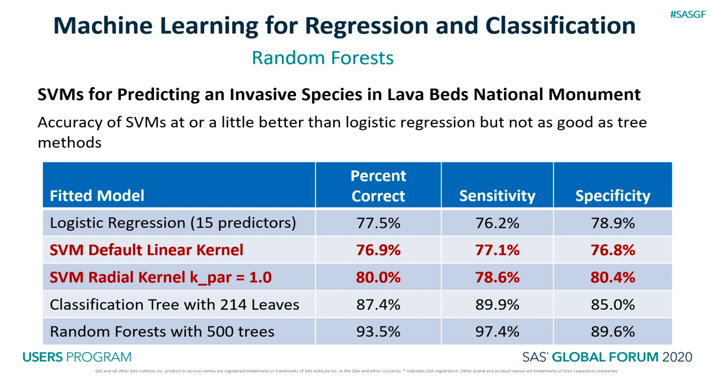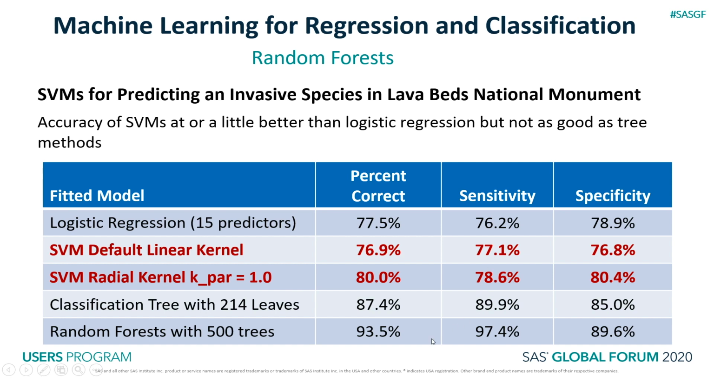And you can see that if I just use the default linear kernel, actually it does about the same or even a little worse than logistic regression. If I use the linear kernel with the parameter equal to 1, then I do a little better than logistic regression, but not as well as a classification tree, or certainly nowhere close to random forests. If I spent a lot more time trying different values of kpar, I might be able to improve this, but that's one of the costs in using support vector machines, is that you have to tune them, and that tuning process can be time-consuming and potentially frustrating.